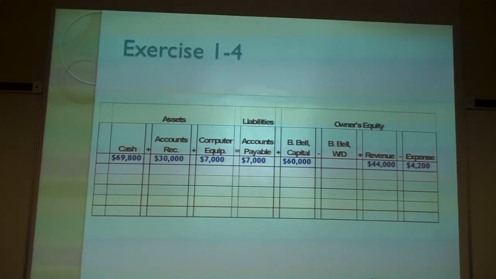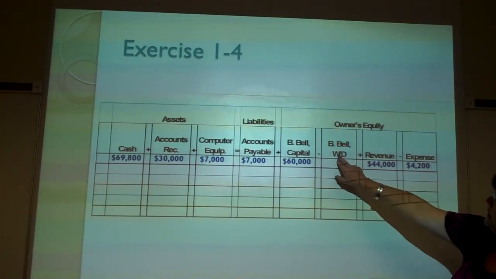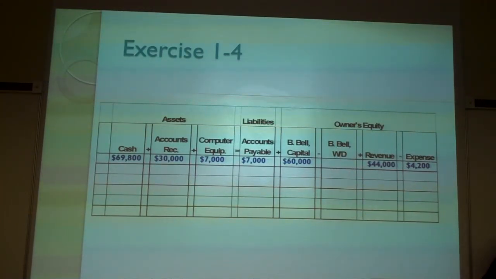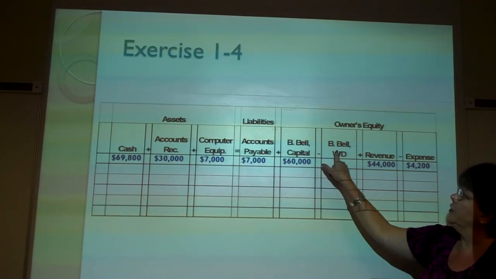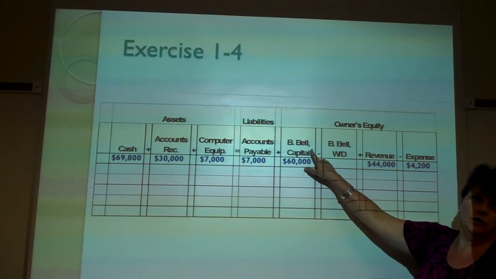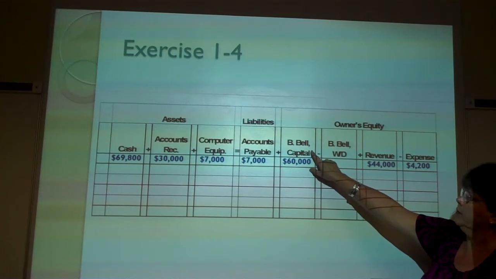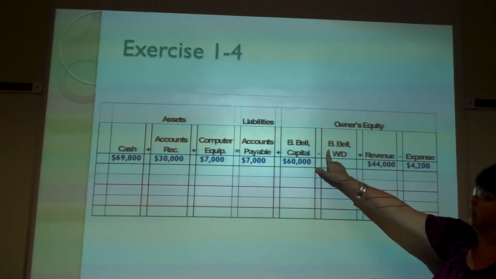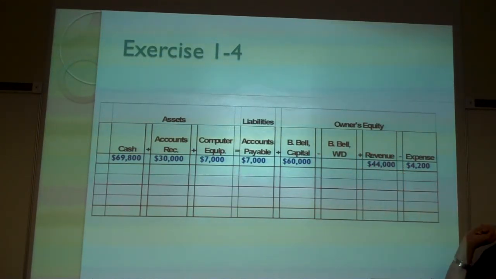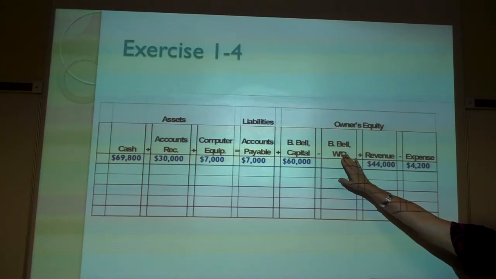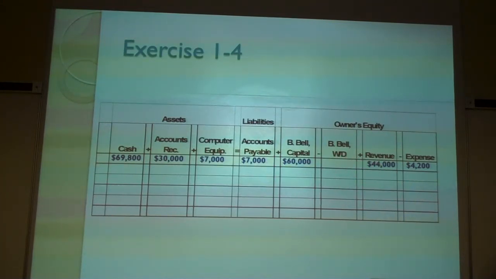If the owner takes money out for whatever reason, it has to go under withdrawal. If it's a partnership or a corporation, he has to have an agreement beforehand. We might have two of these: Ann Bell and Brian Bell. So we have Brian, and then we'd have Ann over here, and she'd have a capital account and a withdrawal account.